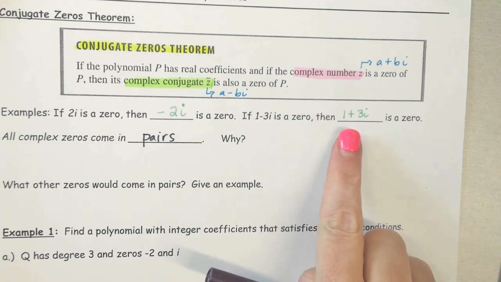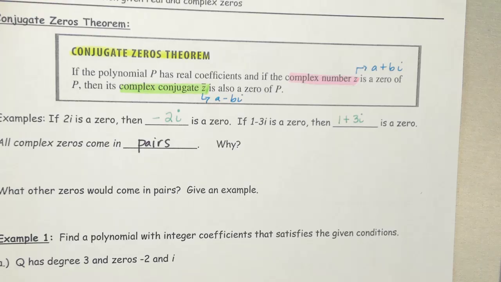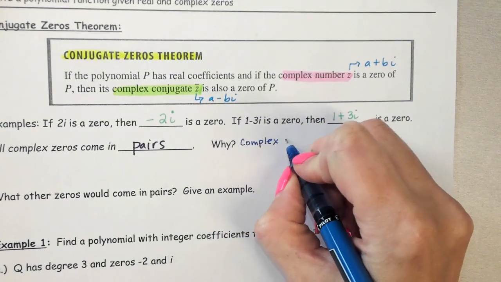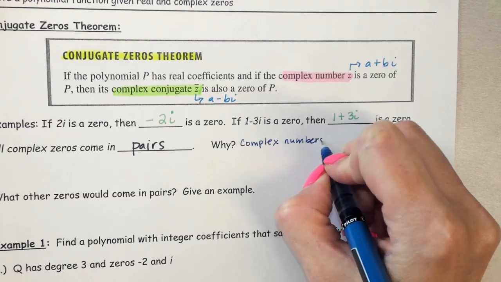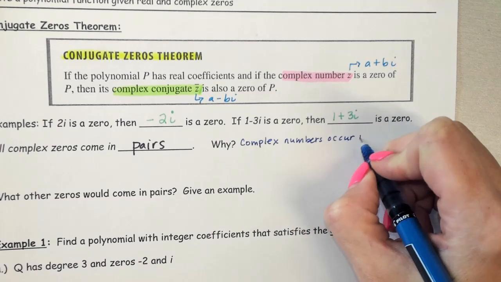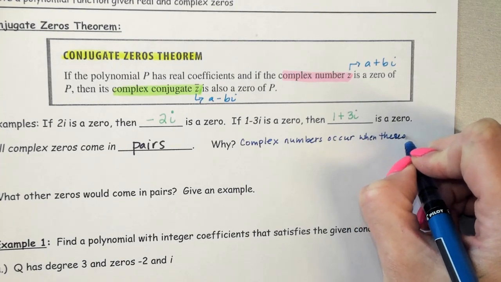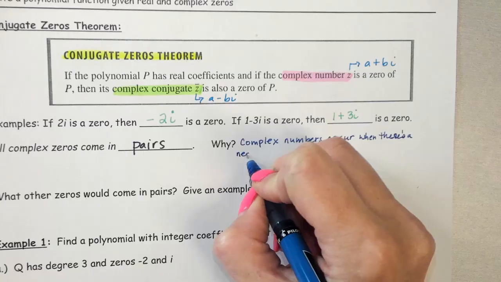Where do the imaginaries come from? They come from where? Yeah, the square root of negative 1, right? So anytime you're taking a square root, what do we have to make sure we put in front of that square root? Plus or minus. So complex numbers occur when there's a negative under the radical.